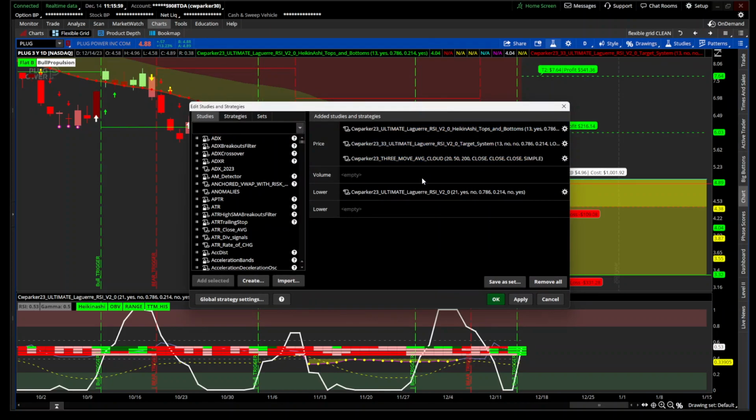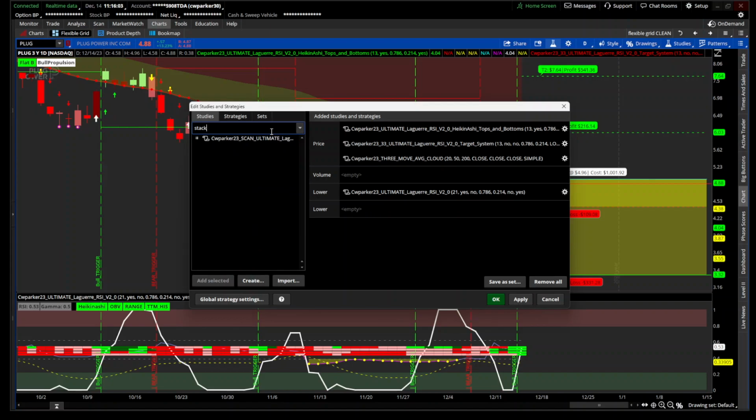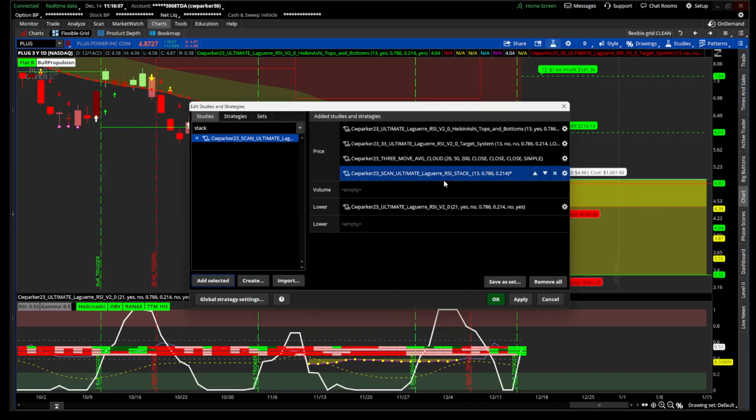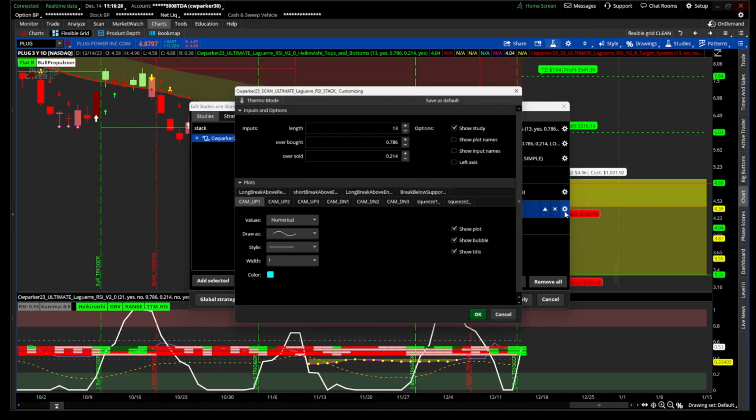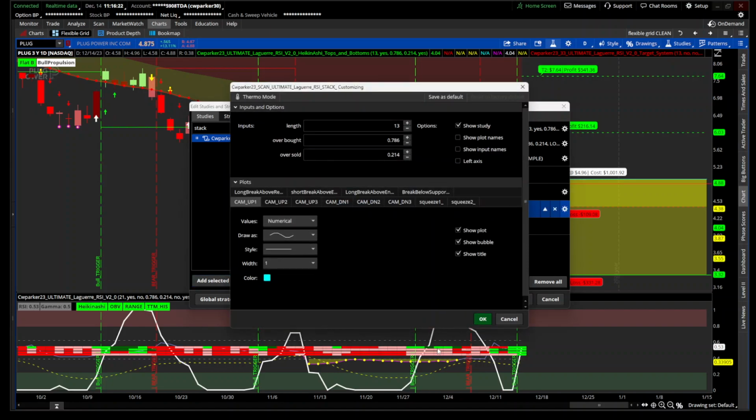So we go to the scanner. This is the indicator that you're going to use for the scanning. Like I said earlier, you're not going to use the Laguerre RSI to scan for anything. If you attempt to, it could possibly lock up your machine, and you'll have to Control Alt Delete to get rid of it. So everything that's in the Laguerre RSI is in this scanner that I created.